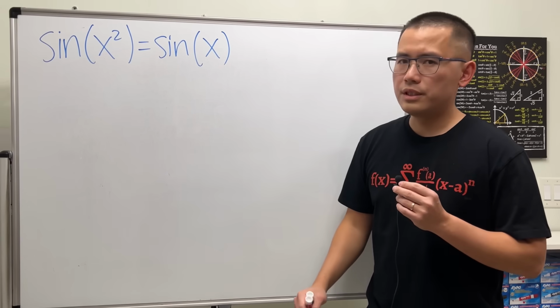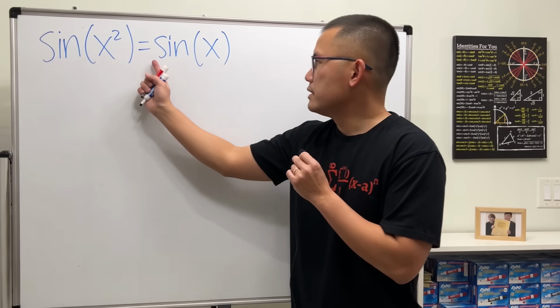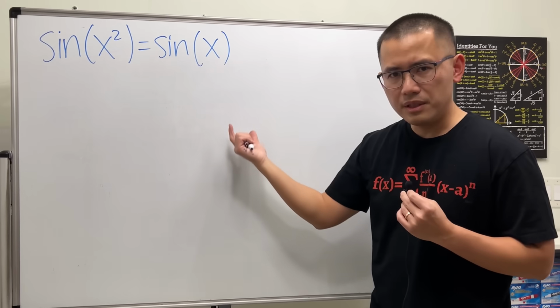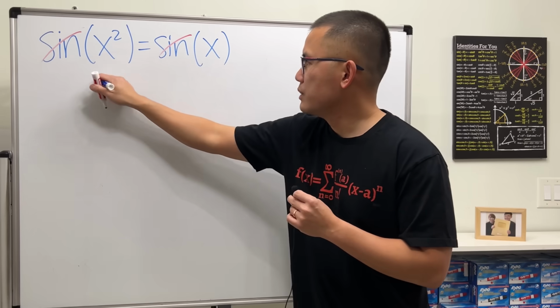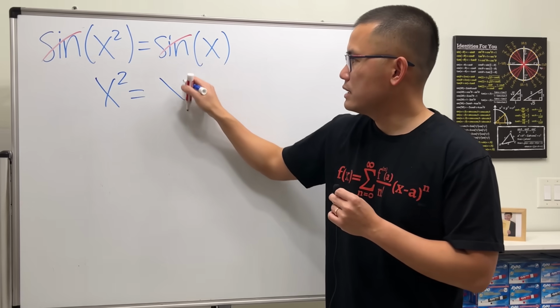So we're trying to solve this equation: sine of x squared is equal to sine of x. And this should be easy, right? Because we can just cancel the sines out, and then we get x squared equals x.